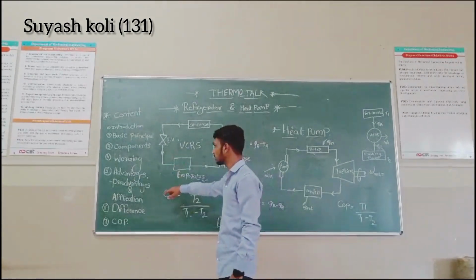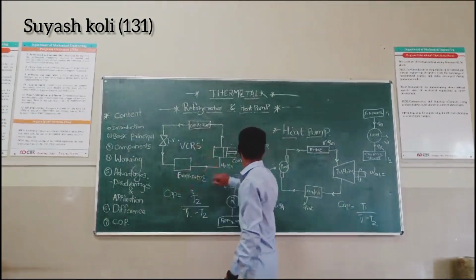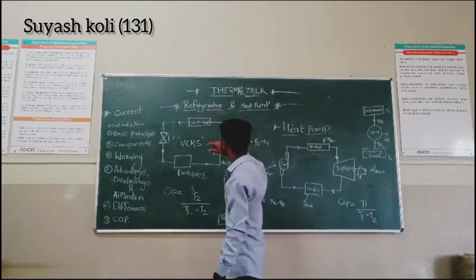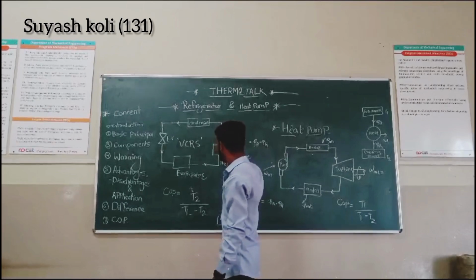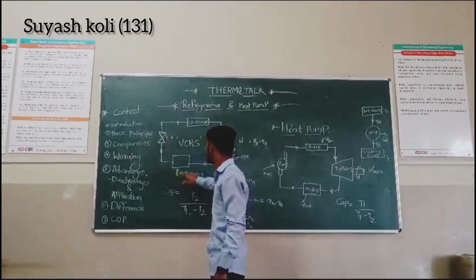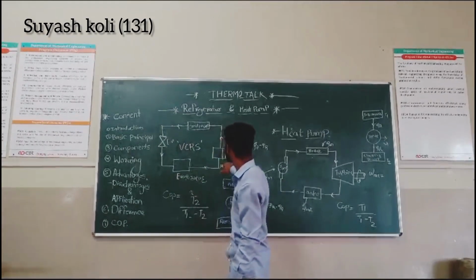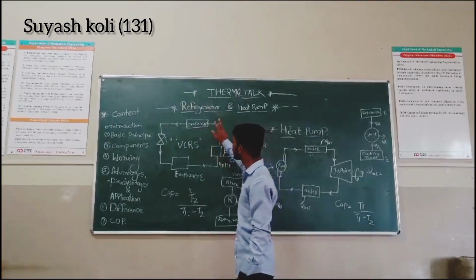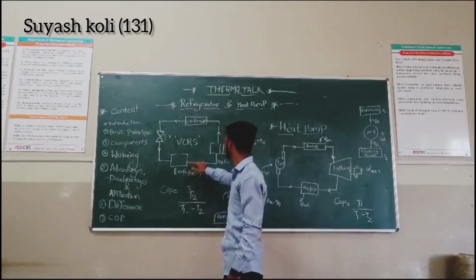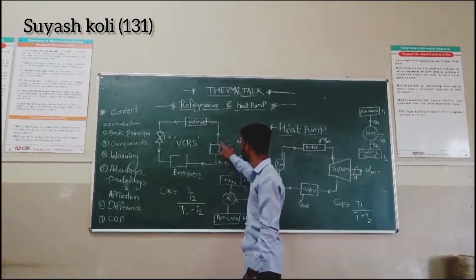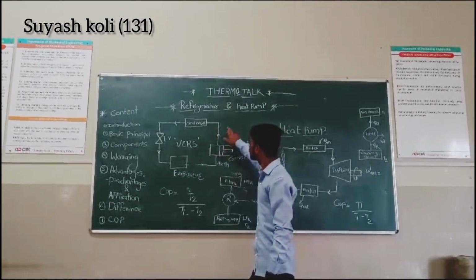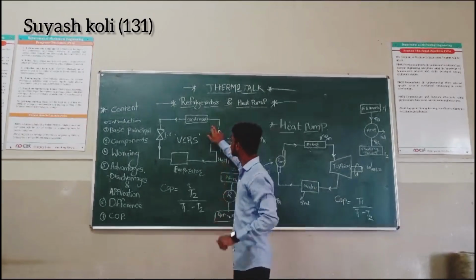Today I am presenting the working of the refrigerator and heat pump. The refrigerator consists of compressor, condenser, expansion valve, and evaporator. The compressor is the heart of the refrigerator. The evaporator sucks the vapor and provides it to the compressor. The compressor compresses it and provides it to the condenser at high temperature and high pressure.